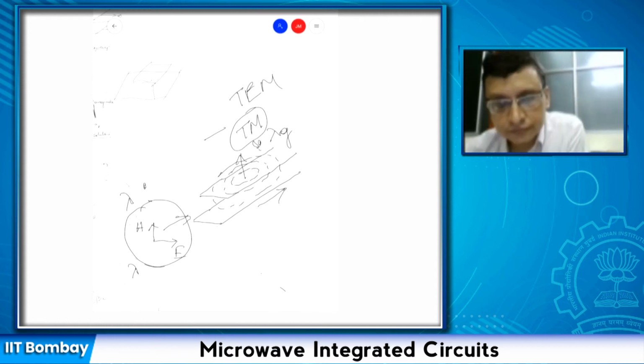So once a wave is entering a waveguide, can we generally assume that it will take up all possible forms of TEM, TE, and TM? No, it depends on how you feed it, how you are feeding it.